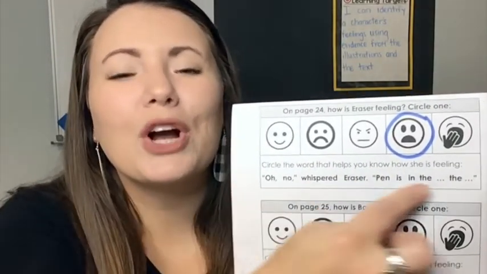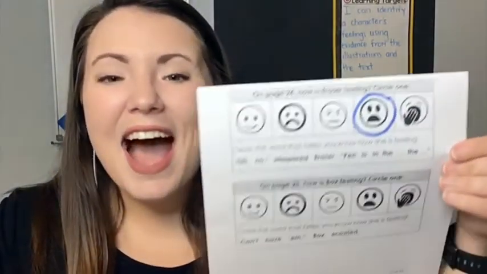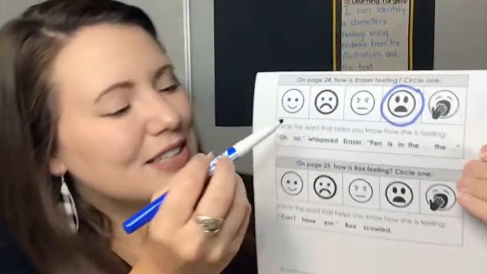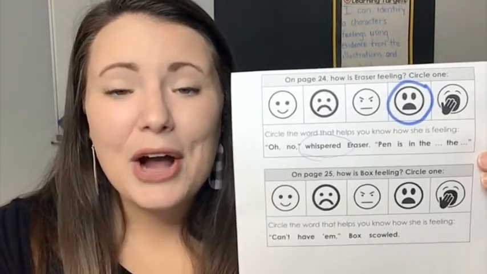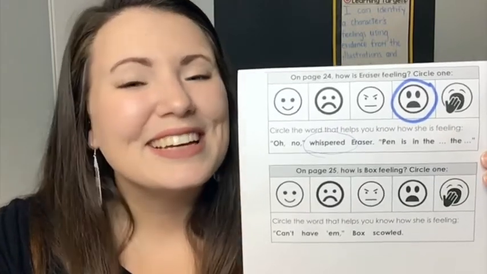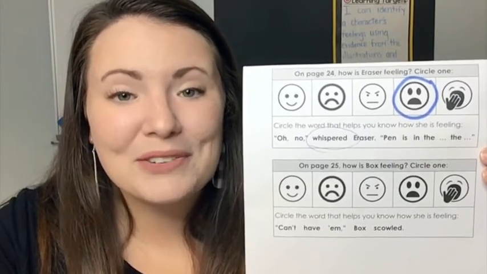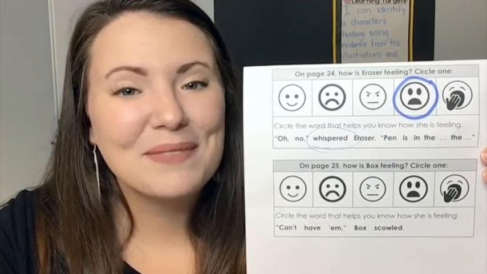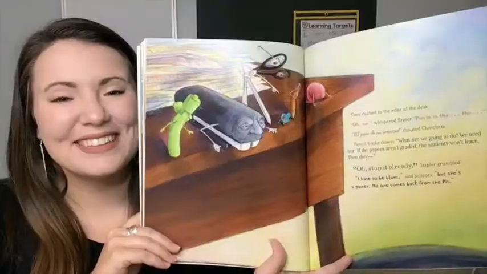Now, which word did you circle? Can you whisper that word to me? Good. I think I am going to also circle whispered. Eraser is scared and worried, so Eraser is whispering. Good job. You just picked out some feeling words for our Eraser character. Good job. Let's go back into our text and look at some more character feelings. And we're going to skip to the next page.